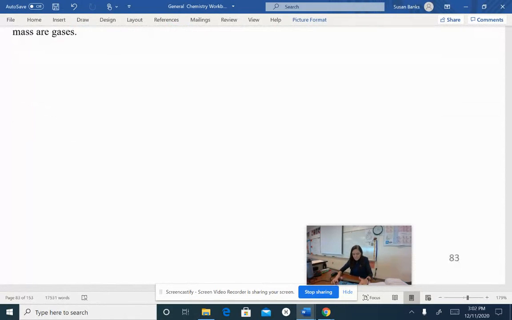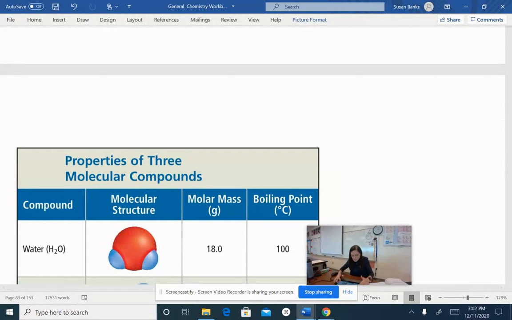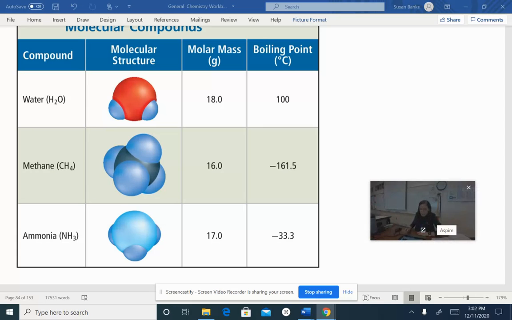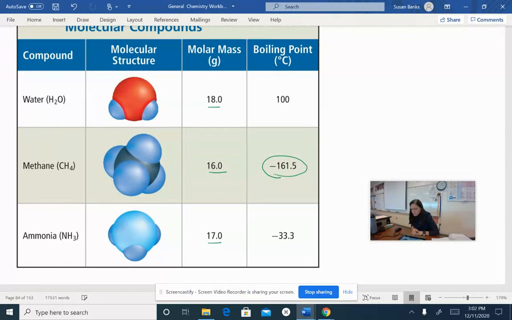All right, let's compare water with some other molecules of the same mass. Okay? So water has a molar mass of 18, methane is about 16, and ammonia is 17. Notice methane's boiling point is negative 161.5 degrees Celsius. So it is definitely a gas at room temperature. Room temperature Celsius is about 20 degrees. Okay? So methane has been a gas for the last 180 degrees. Okay? Ammonia has been a gas for about the last 50 degrees. Okay?